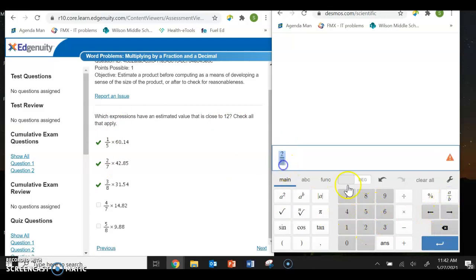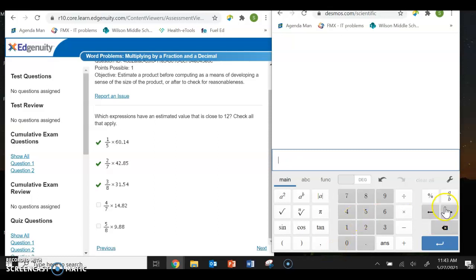Then we got 2/7. Oops. 2/7 times 42.85. 12.24. Again, close to 12, so you're going to check that off as an answer. 3/8 times 31.54. 11.8, that rounds up to 12, so that one's also super close to 12, so you're going to check that off as an answer.